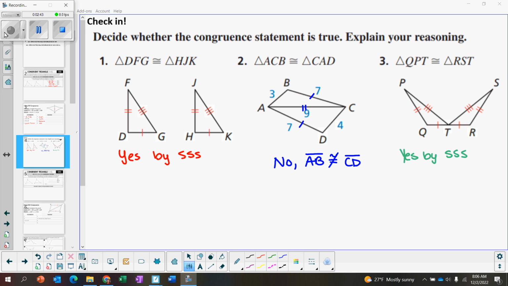So number one is yes. We see all three pairs of sides are marked as congruent, so that is side, side, side. And if I look at my congruence statement, D matches with H, F matches with J, and G matches with K. Number two is not true because AB is not congruent to CD. Right? One is 3 and one is 4. So these triangles are not congruent. Number three is yes. I see three pairs of marked sides that are congruent. And then I could see that Q matches with R, P with S, and T with T.